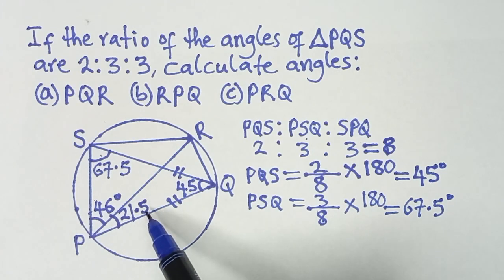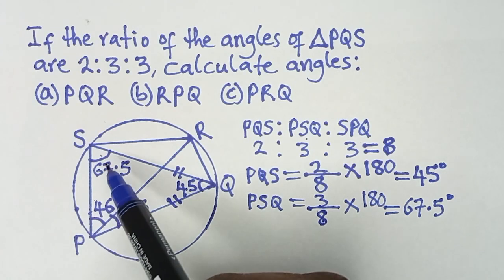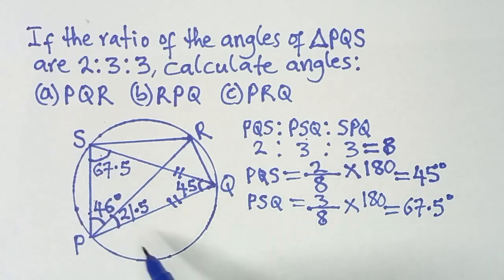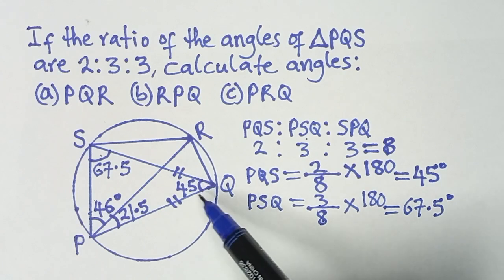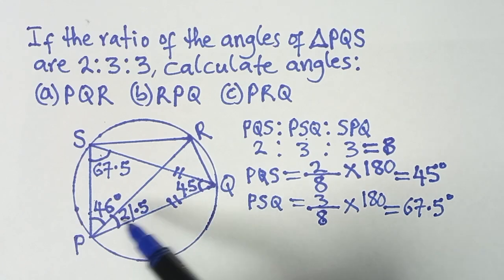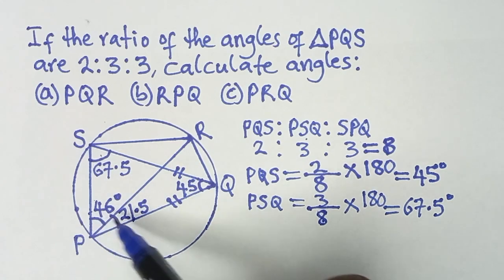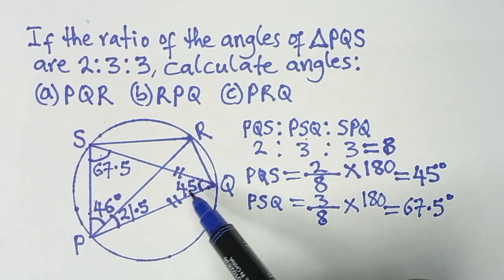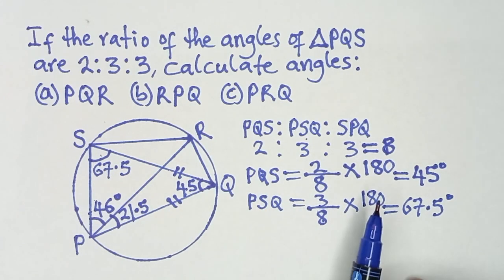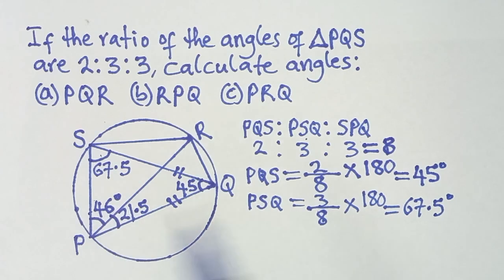If you add 21.5 plus 46, it's going to give us 67.5. So base angle 67.5, second base angle 67.5, and then the top angle is 45 degrees. If you add the three angles, 67.5, 67.5, and 45, you are going to get 180 degrees. So that the total angle in a triangle is 180 degrees.